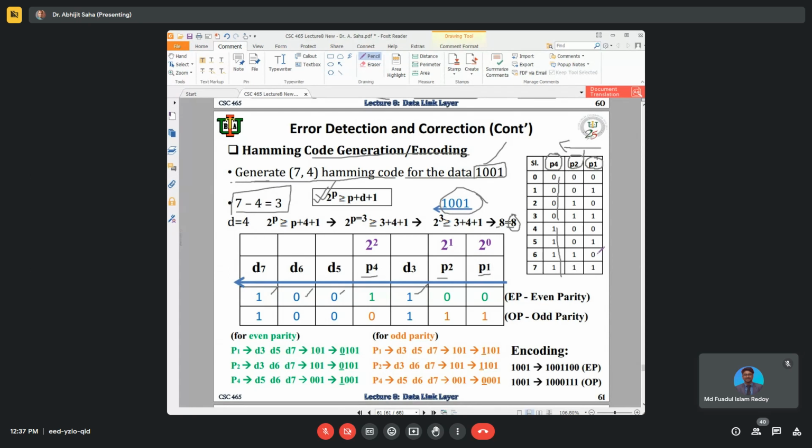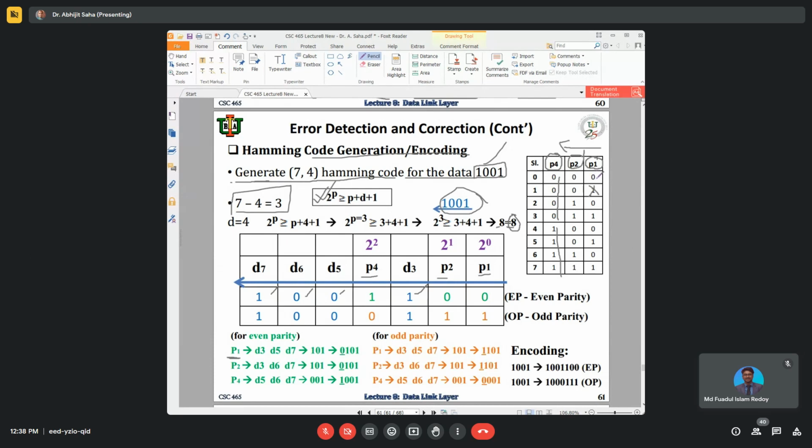Now check for P1. I have done it for both even parity and odd parity. Let's start with even parity first. When you are using P1, you have to check that the P1 position number is 1. So the first one we are not going to count, because that is position number 1, and P1 is in that position. We will not take this one. For every row it's the same case.